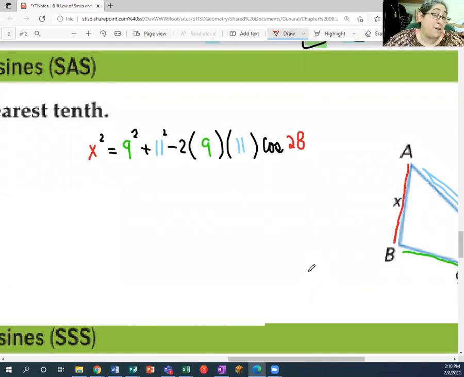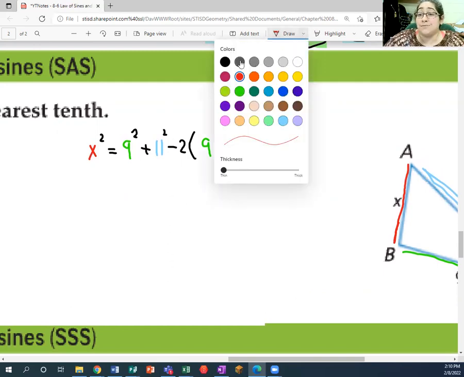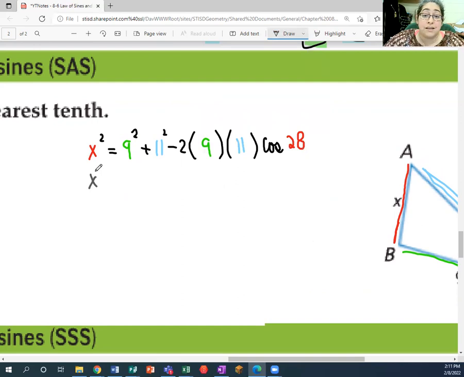Spoiler alert, the X is already by itself, except it's squared. So I'm probably going to have to get rid of that square power sometime soon. I'm going to go ahead and just get started on some of these calculations.